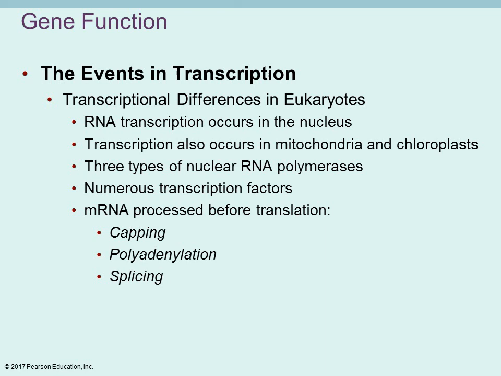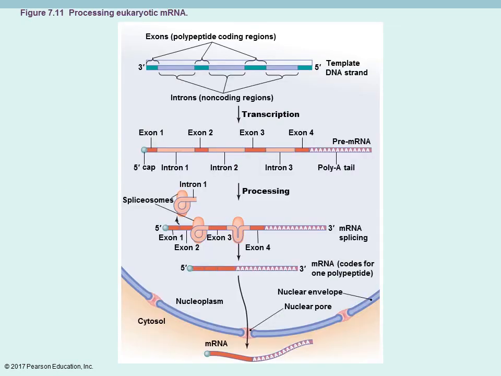In eukaryotic cells, there are some differences. Number one, RNA transcription is going to occur in the nucleus because that's where the DNA is. And there are some additional things that also have to occur. You'll still have the initiation, the elongation, and termination, but there are additional steps that have to occur before you end up with that mature RNA strand, before translation can occur. The additional steps are capping, polyadenylation, and splicing.